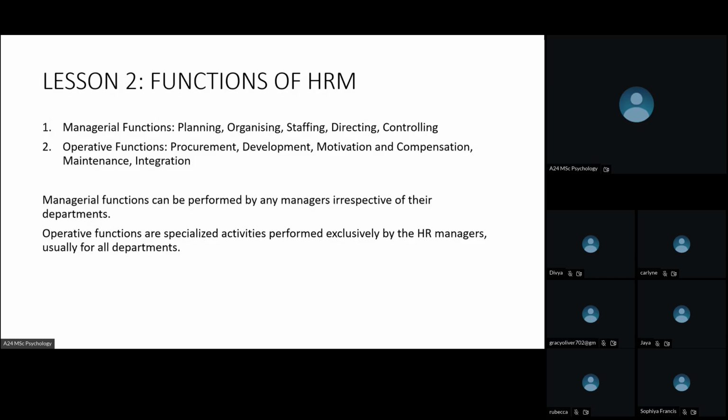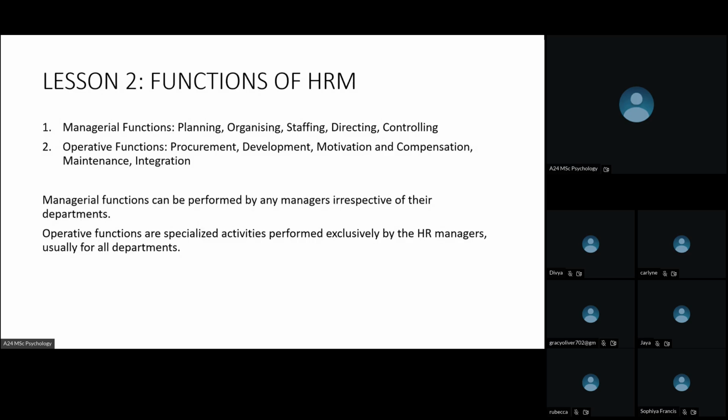And operative functions, on the other hand, deal with procurement, development, motivation, compensation, maintenance, and integration. And if we think about it, they are specialized activities, and they can only be performed by HR managers. Anyone cannot just go in and do procurement or manage compensation without knowing the benchmarking of the place. They need to be trained in human resources management before they go into operative functions.